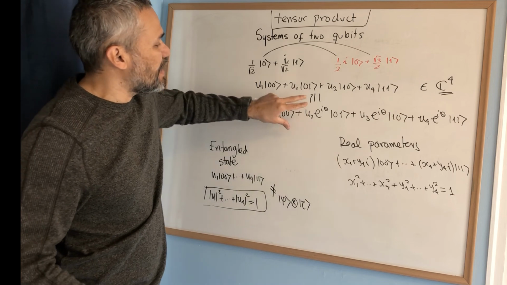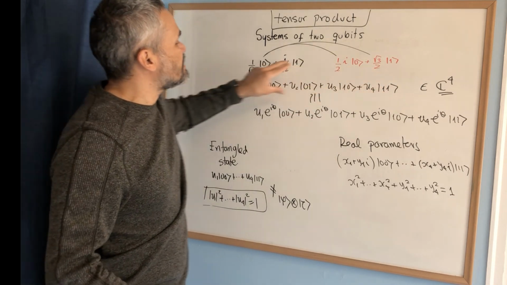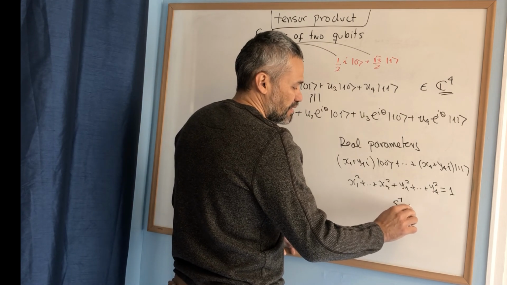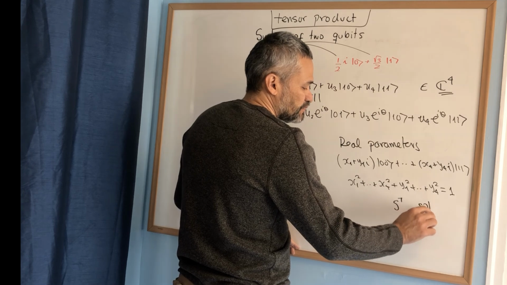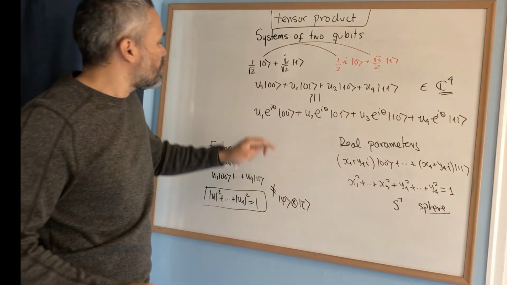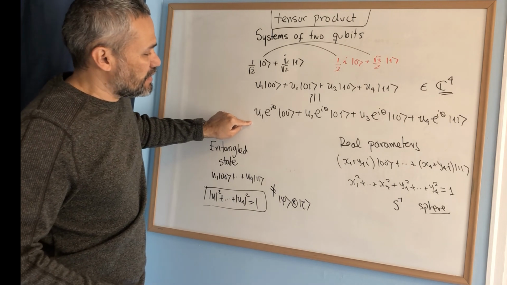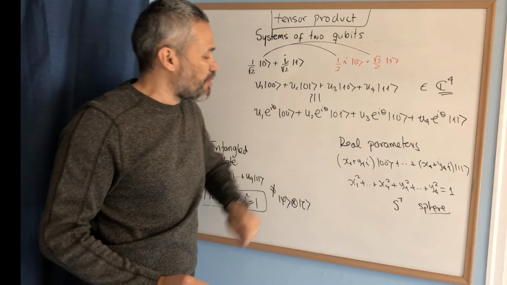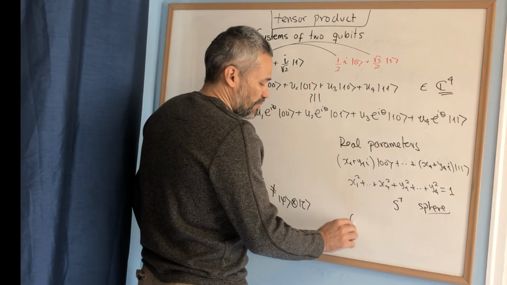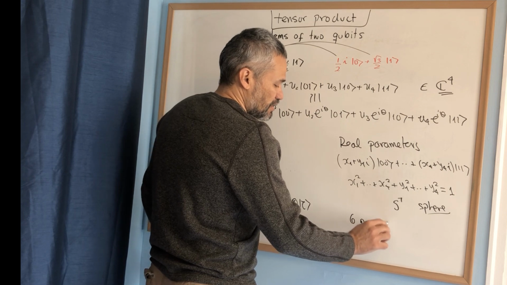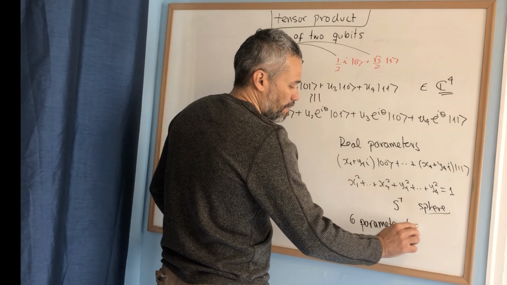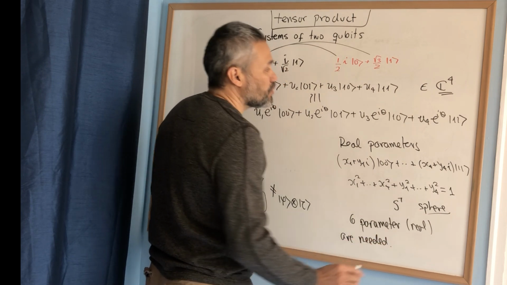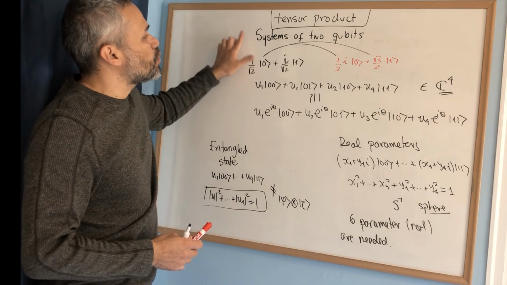Actually, that means that these states naturally live in the 7-dimensional sphere. But also we have this identification, and this identification reduces the number of parameters by 1. Then we end up with 6 parameters. 6 real parameters are needed to describe any 2-qubit system.